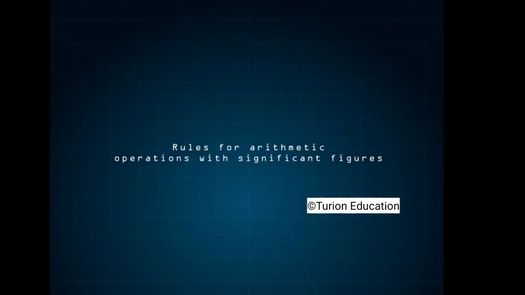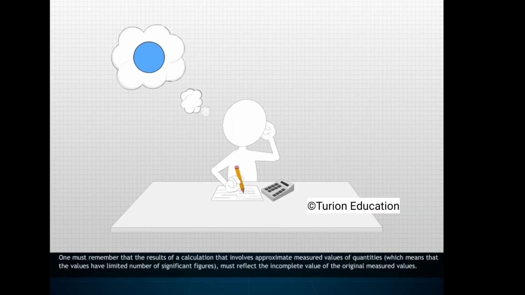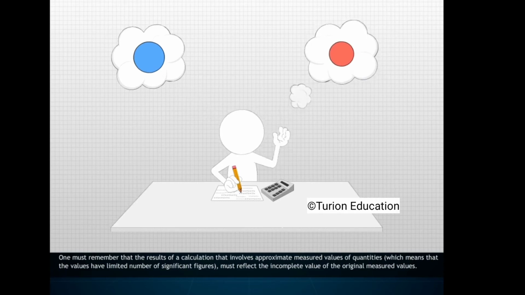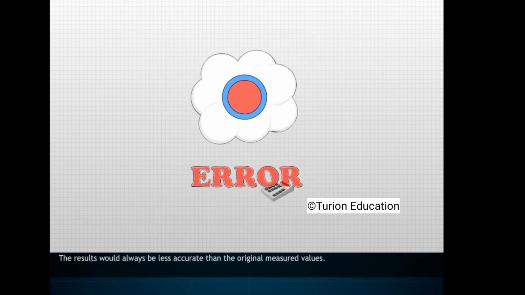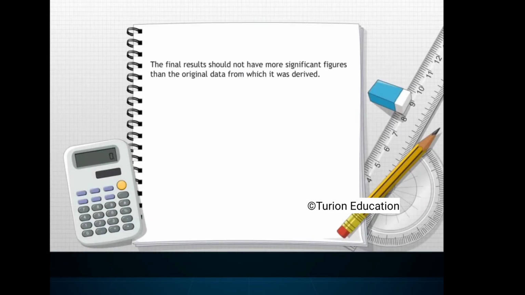Rules for arithmetic operations with significant figures. One must remember that the results of a calculation that involves approximate measured values of quantities, which means that the values have a limited number of significant figures, must reflect the incomplete value of the original measured values. The results would always be less accurate than the original measured values. The final results should not have more significant figures than the original data from which it was derived.